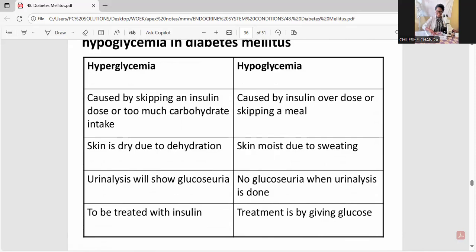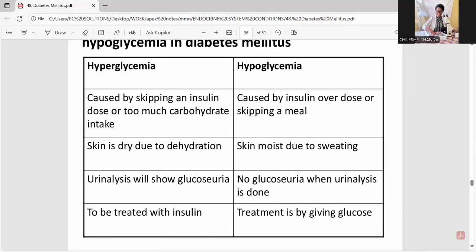What has the patient skipped? Is it a meal or is it an insulin dose? So if the patient skips an insulin dose, it means that the patient may go into hyperglycemia. Or if the patient had a meal that is too high in carbohydrates, the patient may go into hyperglycemia. If, on the other hand, the patient has skipped a meal, it means that the patient's blood has no sugar at all, and so the patient is in hypoglycemia.